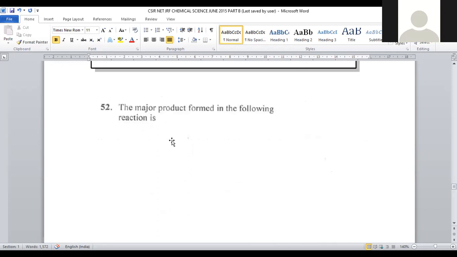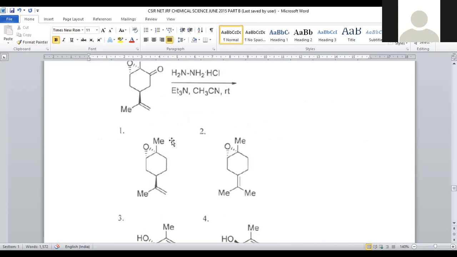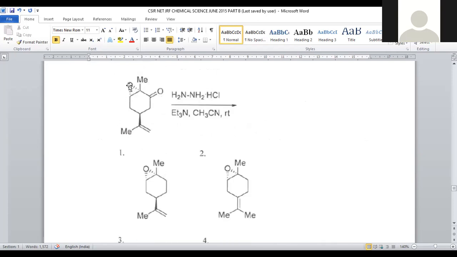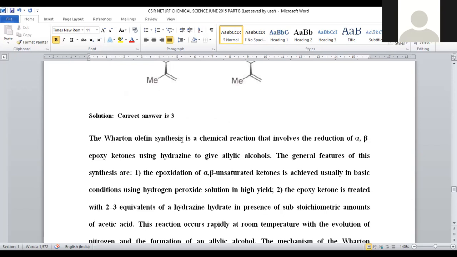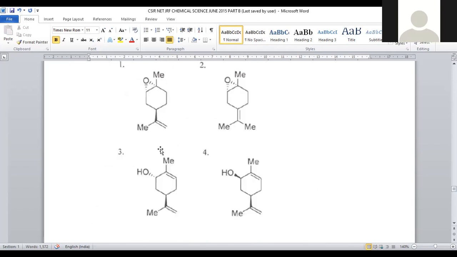The major product formed in the following reaction. What is the product we have to depict? Here we have an epoxide, a methyl ketone, and an olefinic double bond on the other terminal. Again, it is a part of terpenoid chemistry, natural products. Now it is treated with hydrazine hydrochloride, triethylamine, acetonitrile, at room temperature. These are the bunch of reagents which are selectively used in the named reaction called Wharton olefin synthesis, right? So this is the system.